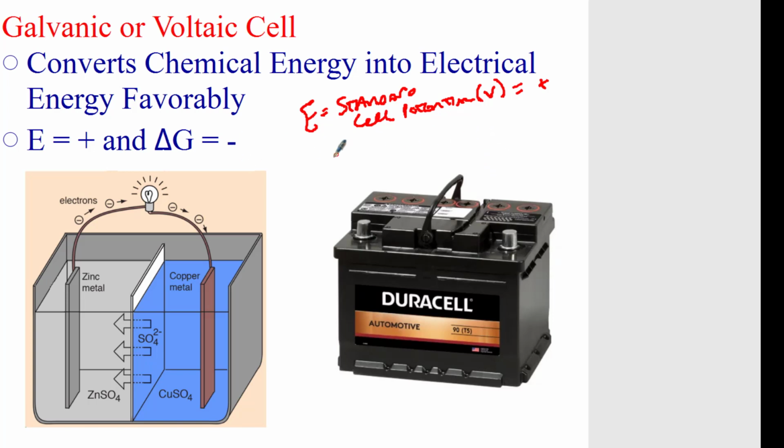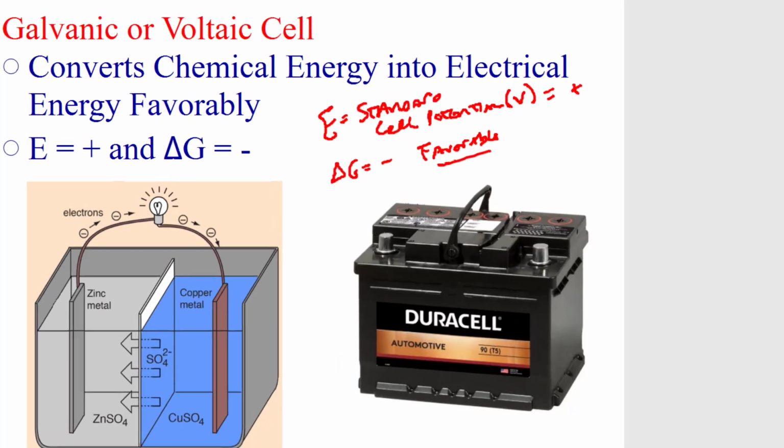It just works, which means your delta G, your Gibbs free energy, is negative, which means this is going to be favorable. So keep in mind, when the E is positive, the delta G is negative, and we call that a voltaic cell or a battery or a galvanic cell, okay?